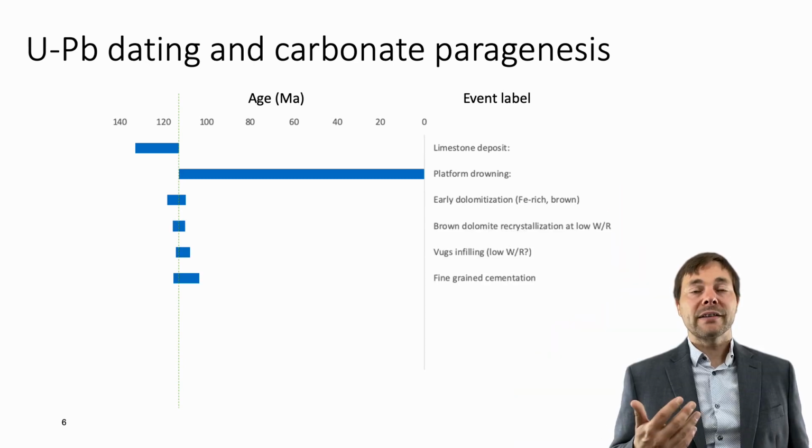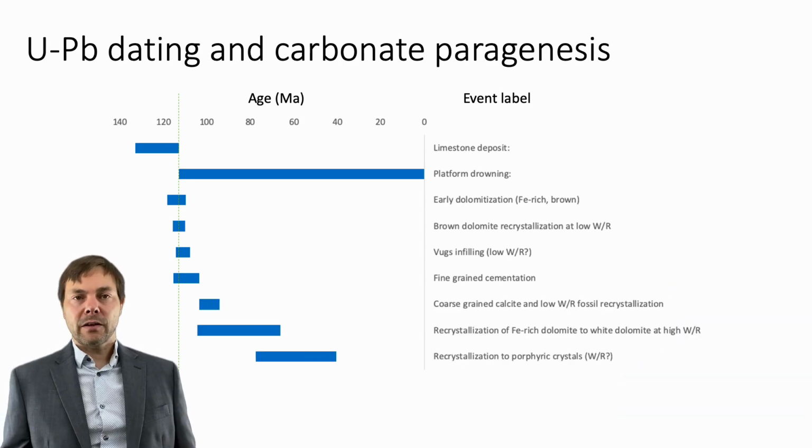That's followed by several different processes, including the recrystallization of the brown dolomite, but also infilling of vugs and fine-grained cementation that seemed to straddle just the time when the atoll was growing and then was in the early stage of drowning. Then we have a second phase of diagenetic transformation that happened later and also often records colder temperature. That's basically the coarse-grain calcite, and low water-rock ratio fossil recrystallization. It's the recrystallization of the iron-rich dolomite into the white dolomite, the iron-poor dolomite.